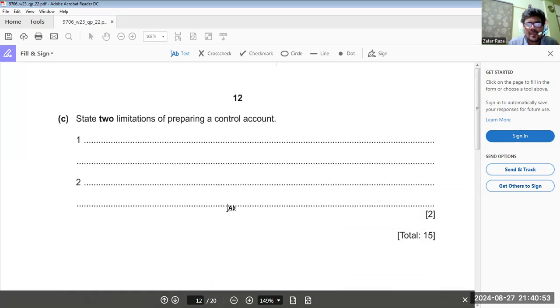Two limitations of preparing a control account. A control account shows the arithmetical accuracy, but it is not the guarantee of having all the things correct. Okay.